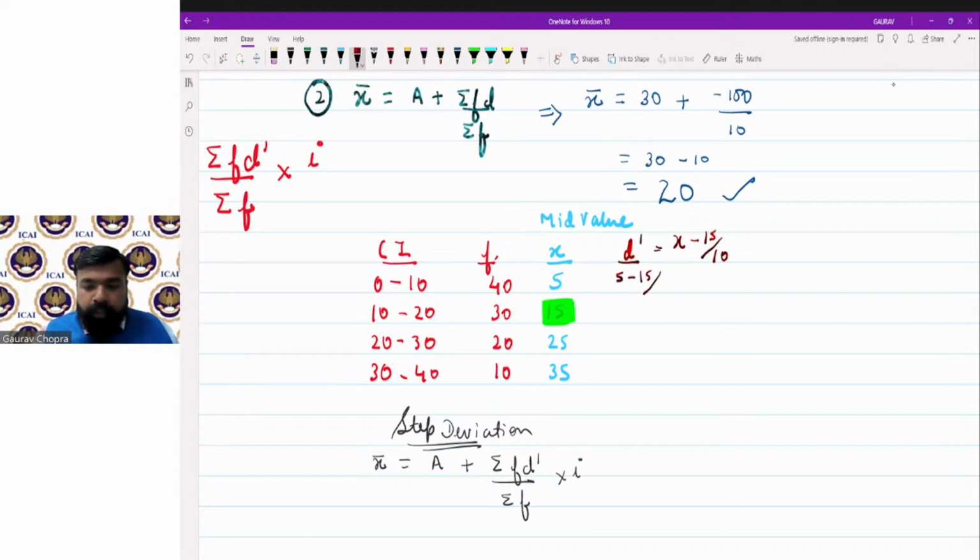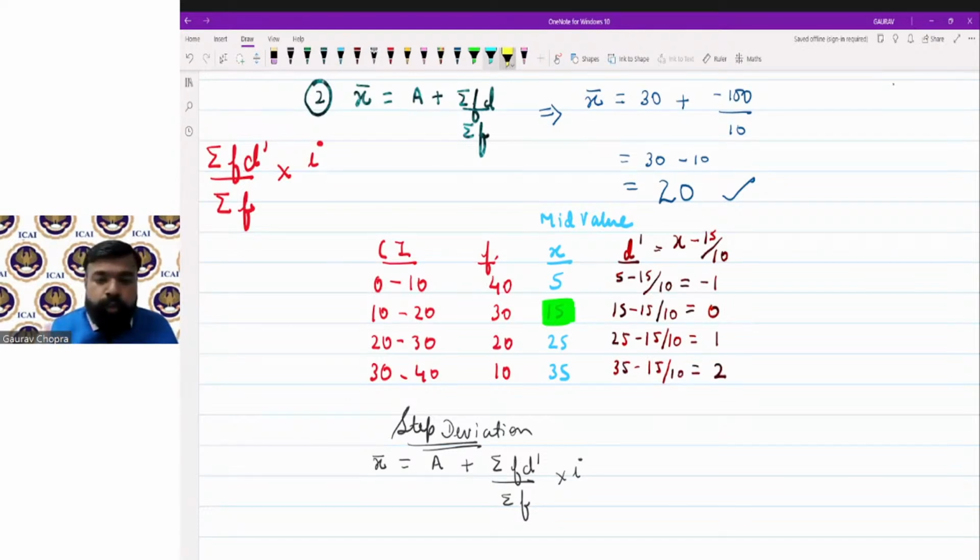So 5 minus 15 upon 10, it is minus 1. 15 minus 15 upon 10, 0. 25 minus 15 upon 10 is 1. And 35 minus 15 upon 10 is 2. So this is D dash. So basically we have computed D dash.